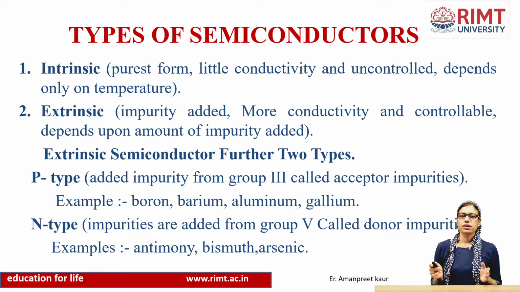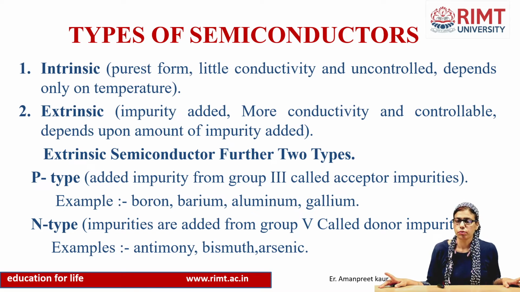So extrinsic semiconductors are p type and n type. They are divided by which type of impurity we add. In p type, we add impurities from group third, which are called acceptor impurities. For example, boron, barium, aluminium and gallium. These are the examples of the third group in the periodic table. So we call them acceptor impurities.